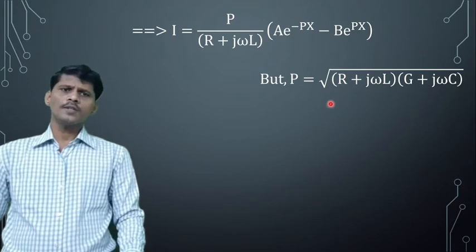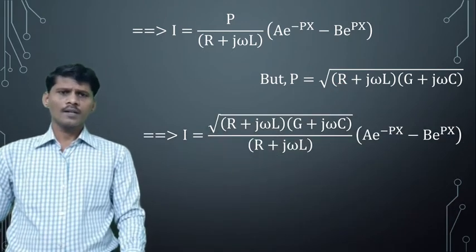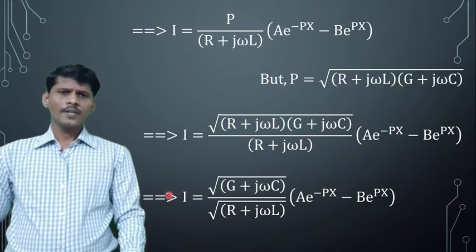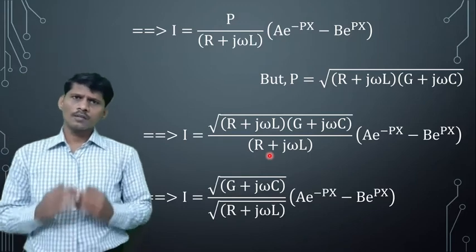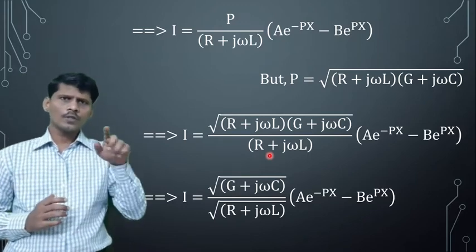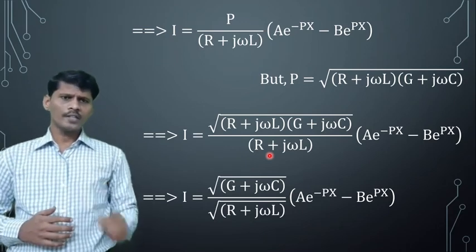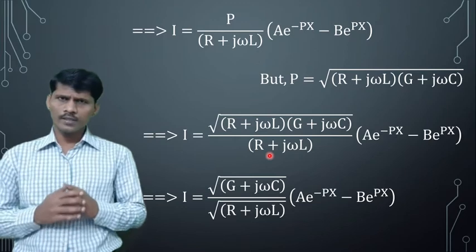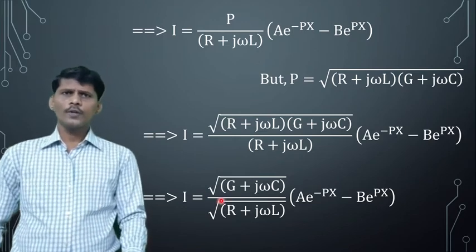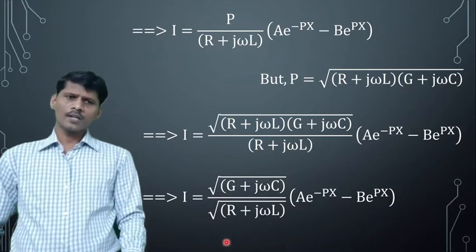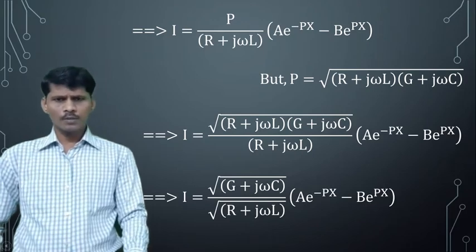Substituting this P value into this equation, we get current I equal to numerator over denominator. In the denominator, r plus j omega L is written as square root of r plus j omega L into square root of r plus j omega L. In the numerator and denominator, one square root of r plus j omega L is cancelled, and the remaining expression is current I equal to square root of G plus j omega C by r plus j omega L into A e power minus Px minus B e power Px.